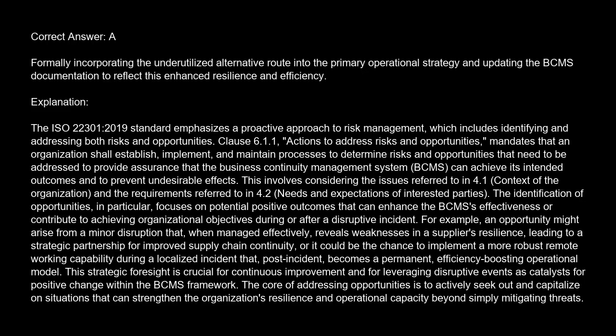Correct answer is A. Formally incorporating the underutilized alternative route into the primary operational strategy and updating the BCMS documentation to reflect this enhanced resilience and efficiency. Explanation. The ISO 22301-2019 standard emphasizes a proactive approach to risk management, which includes identifying and addressing both risks and opportunities. Clause 6.1. Actions to address risks and opportunities. Mandates that an organization shall establish, implement, and maintain processes to determine risks and opportunities that need to be addressed to provide assurance that the Business Continuity Management System, BCMS, can achieve its intended outcomes and to prevent undesirable effects.